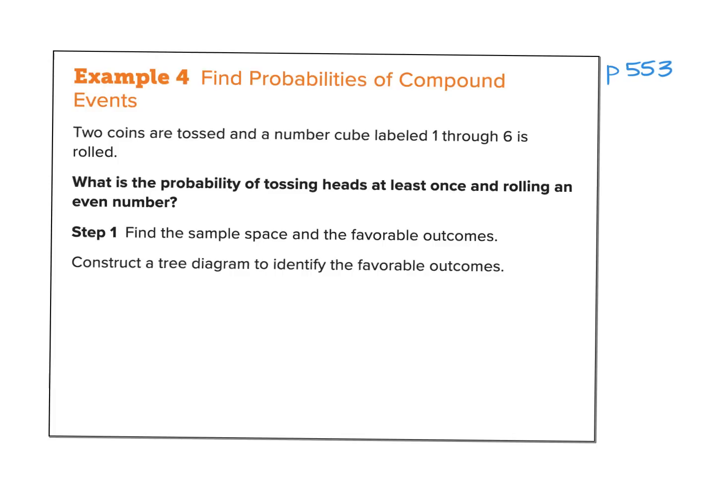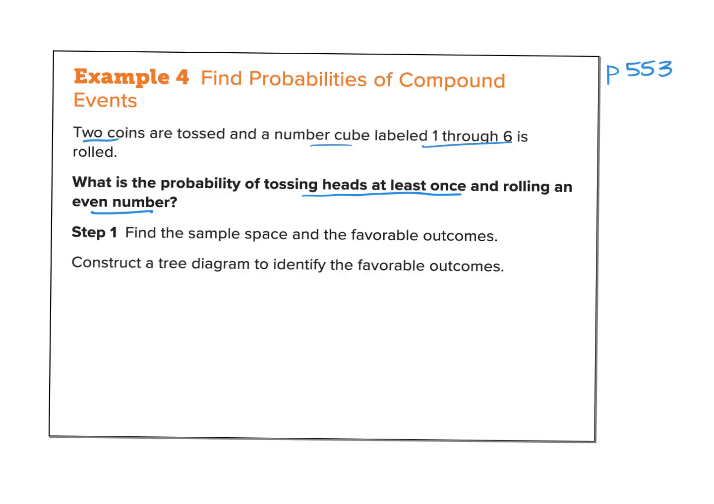I'm finding a probability of a compound event again. This time I am tossing 2 coins, and I am rolling a number cube, a dice labeled 1 through 6. I want to know the probability of getting heads at least once and rolling an even number. So we're going to need to make some kind of chart or a tree diagram.